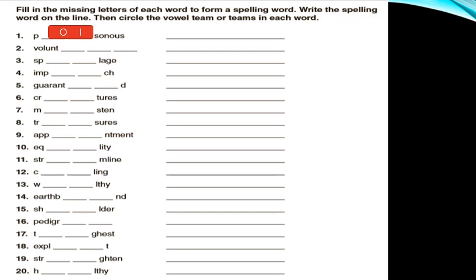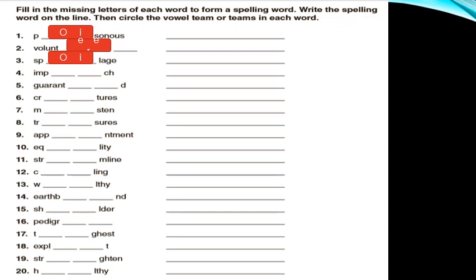The second one, volunteer. What should I add? E, E, and R. And where is the vowel team syllable here? It's E, E. Number three, spoilage. O-I also. Where is the vowel team? It's O-I.